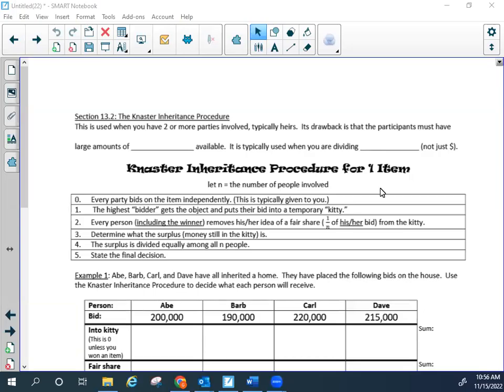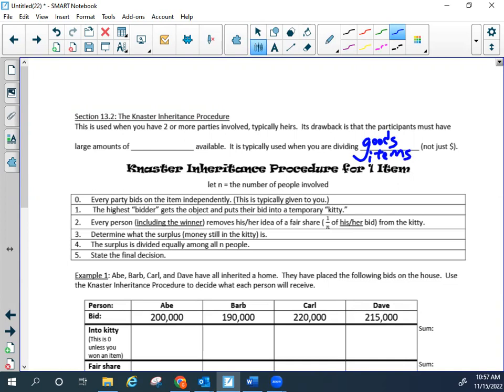Here in this video, we're going to be talking about the Knaster Inheritance Procedure. Inheritance, we all know what that means. That's like when somebody passes away and we need to give away their house and their car and their items. So we use this when we're dividing goods or items, not just dollars. Obviously, unfortunately, if we have a death in the family and they have a certain amount of money, everybody gets an equal share.